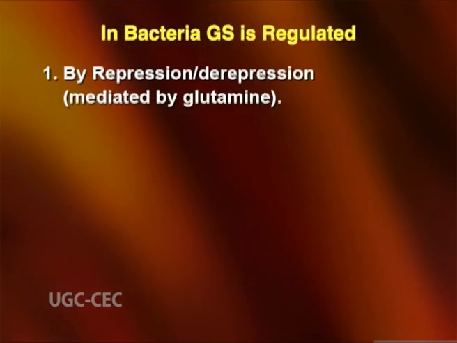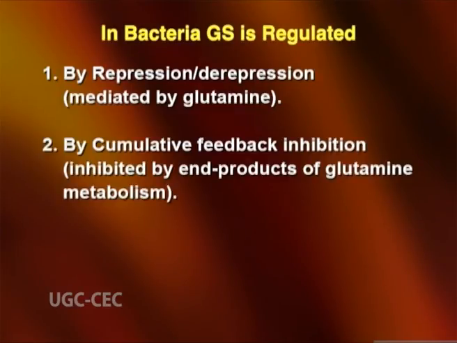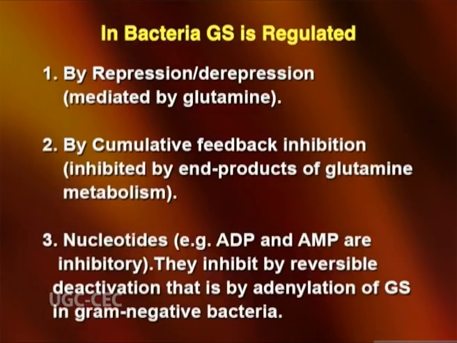This enzyme is very strictly regulated. In bacteria, it is regulated in 3 ways. First, by repression-derepression mediated by glutamine. Second, by cumulative feedback inhibition, which is inhibited by end products of glutamine metabolism. And third, by nucleotides such as ADP and AMP. They inhibit by reversible deactivation, that is by adenylation of GS in gram-negative bacteria.